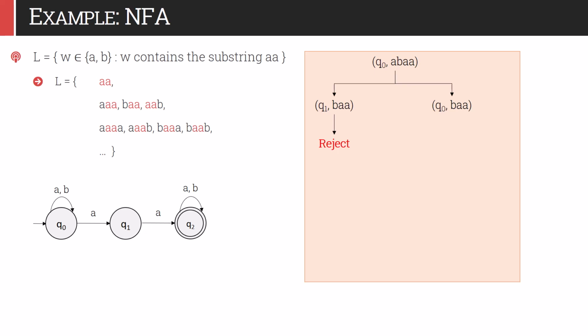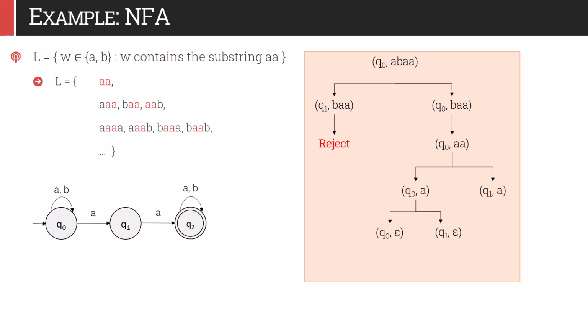Now we will check from Q0. Is there any transition for B? Yes, there is. We will remain on the same state Q0. From Q0, input alphabet is A. So again, there are two possibilities. Either it will stay on the same state Q0 or it will move to state Q1. In either case, now the entire string has been processed.